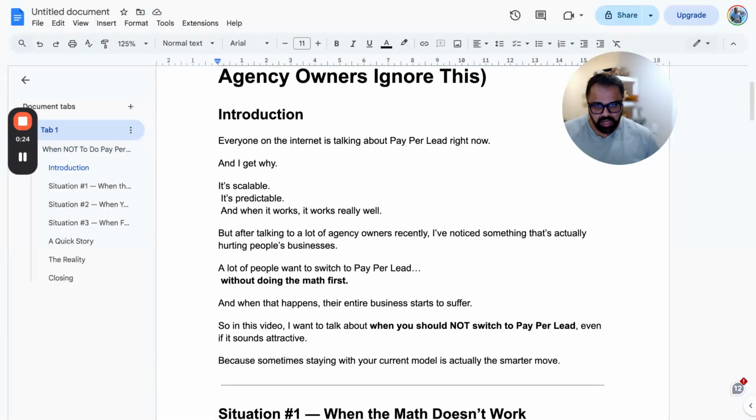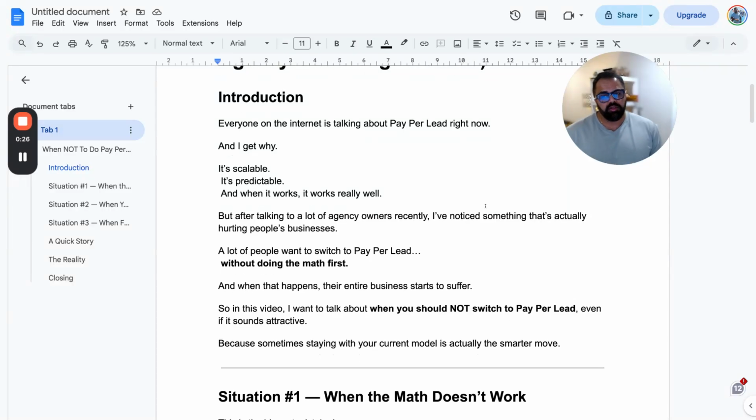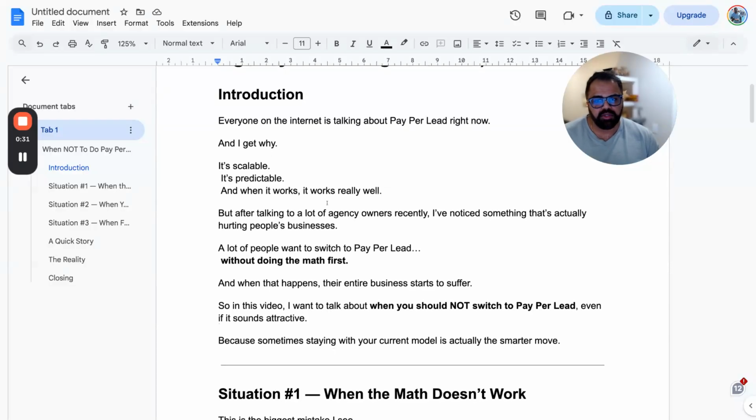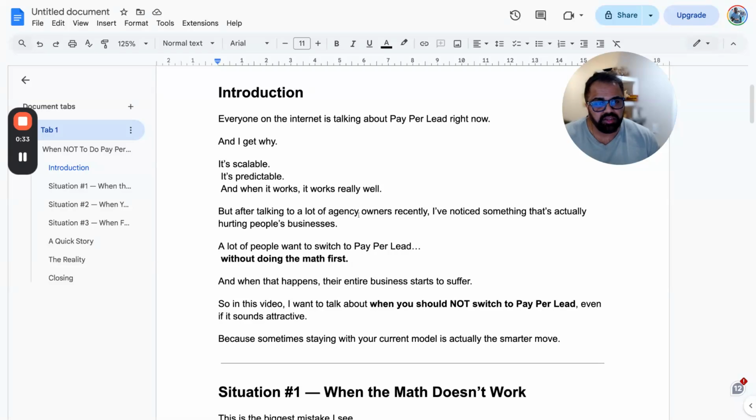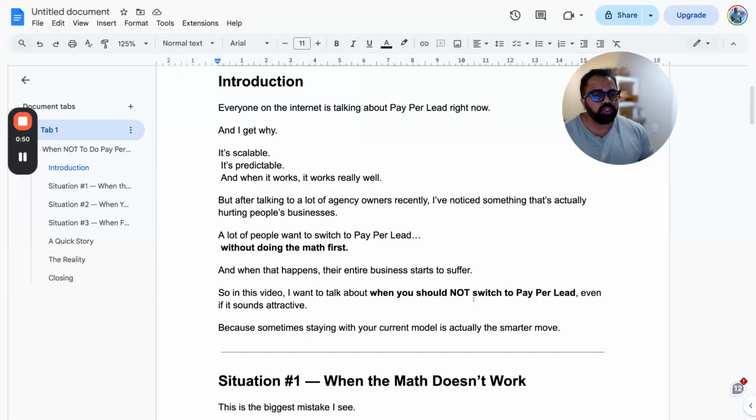Everyone on the internet is talking about paper lead right now, and I get it. It's scalable, it's predictable, and when it works, it works really well. But after talking to a lot of agency owners recently, I've noticed it's actually hurting people. A lot of people want to switch to paper lead without doing the math first, and when that happens, their entire business starts to suffer. So in this video, I'm going to walk you through when you should not do paper lead, even when it sounds super attractive, because sometimes staying with your current model is actually a smarter move.